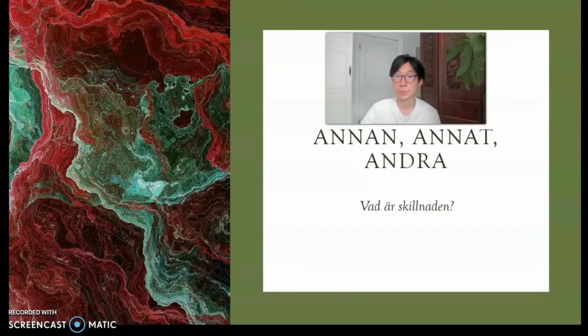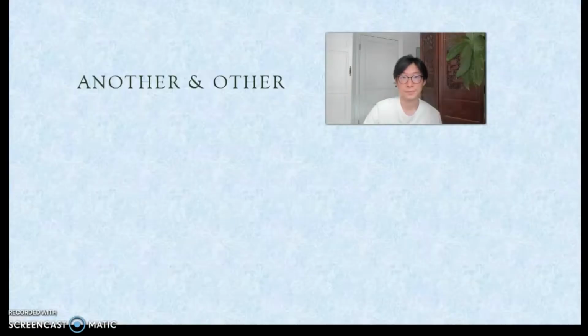Today we're going to explore the difference between annan, annat and andra. They can mean another or other if you translate them into English. Vi kan titta på några exempel.